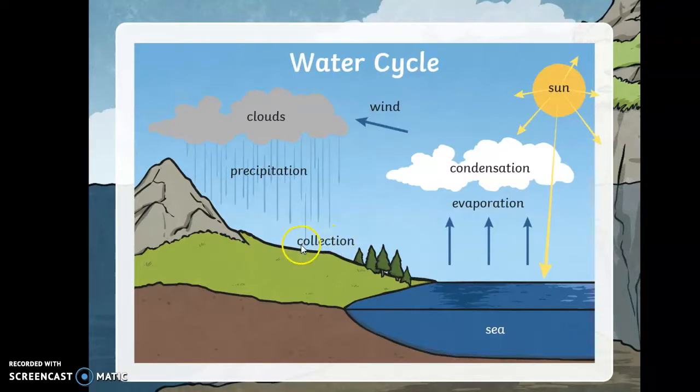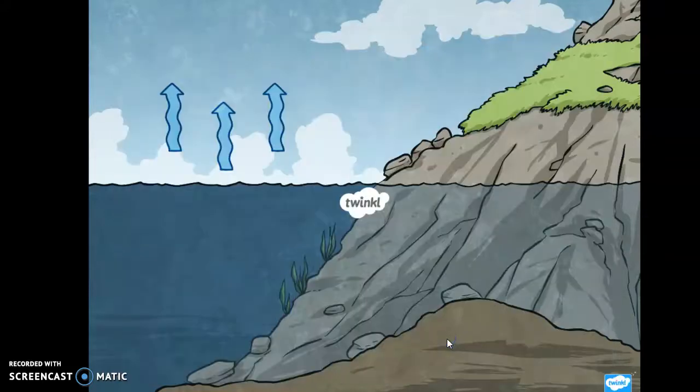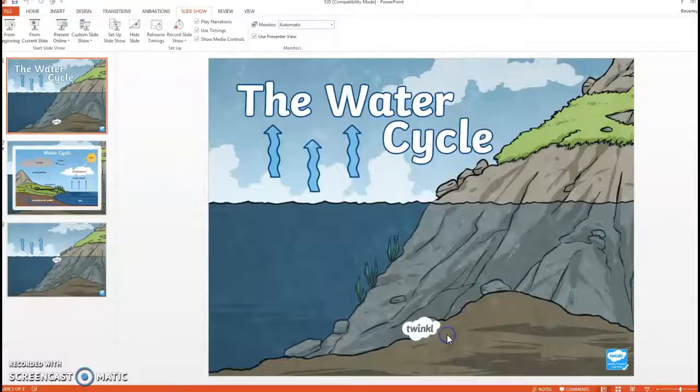We then get things like collection from rivers and streams, and ground runoffs. This is where it collects on a mountain and then it runs down and runs off the mountain and back into places like the sea. Can also have underground water where it sinks down into the mud and the soil and takes millions and millions of years to then make its way back over to the sea. And that is the water cycle.